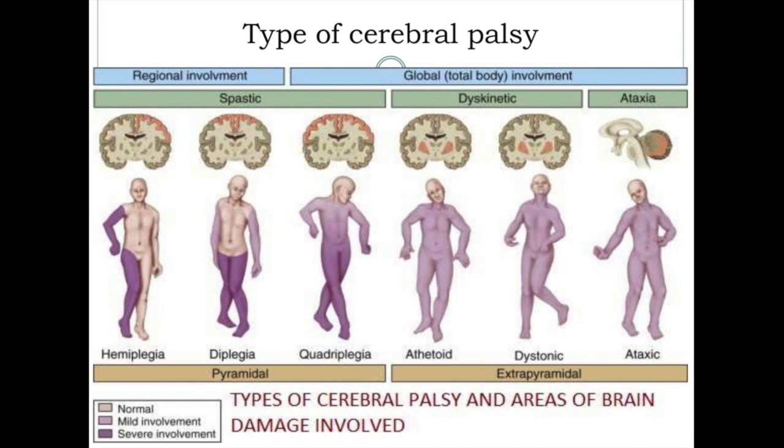The dyskinetic cerebral palsies are athetoid and dystonic. Athetosis means the movements are slow and writhing. Dystonic means the movements are slow, rhythmic, and twisting. In the ataxic cerebral palsy type, the movements are unsteady, shaky, and lack coordination.